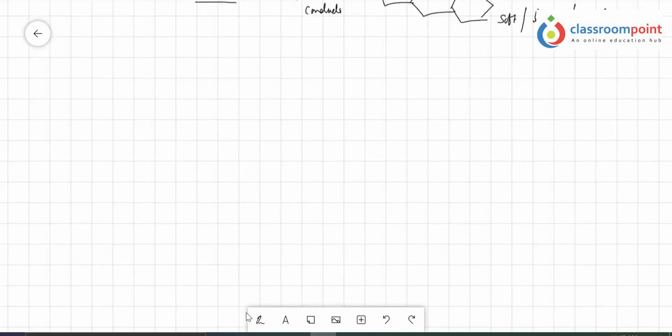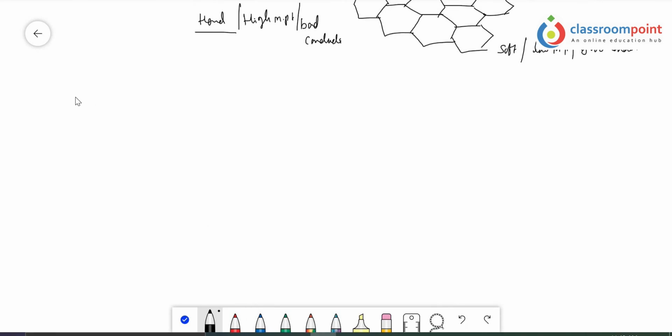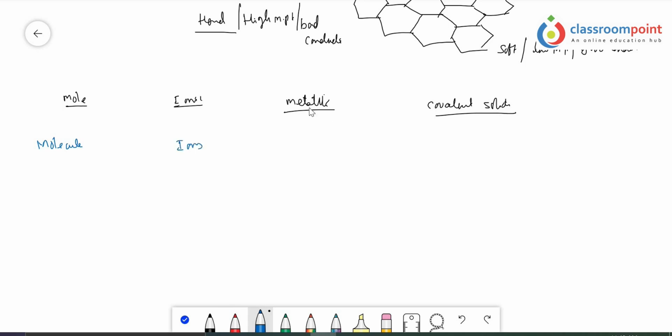So I will repeat all the solids in a chart. The first is molecular solids, the second is ionic solids, next is metallic solids, and the last is covalent solids. In molecular solids, molecules are the constituent particles. In ionic solids, ions are the constituent particles. In metallic solids, metal atoms or kernels are the constituent particles. And in covalent solids, only normal atoms are the constituent particles.